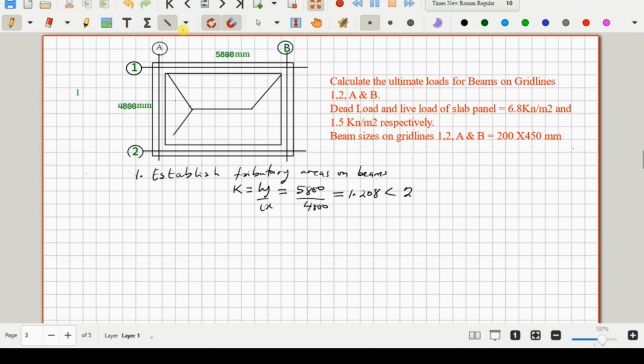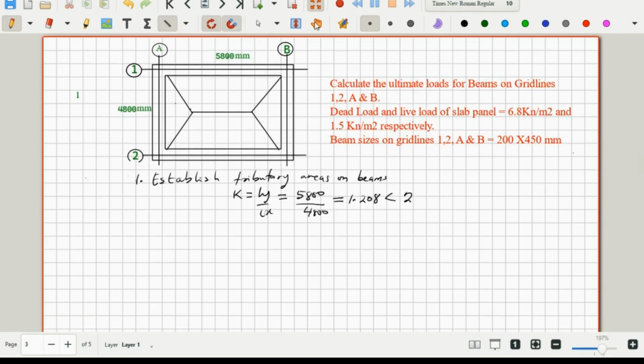All right. So this implies we'll have a trapezoidal load distribution on beam on grade line 1, and it will be the same load distribution on beam on grade line 2. And then on beam on grade line A and B, we'll have a triangular load distribution. So in this case, the slab is two-way.